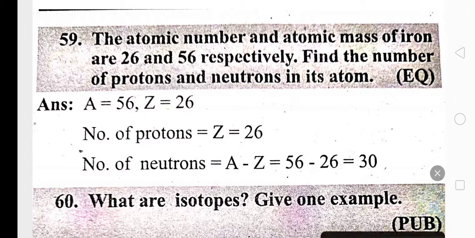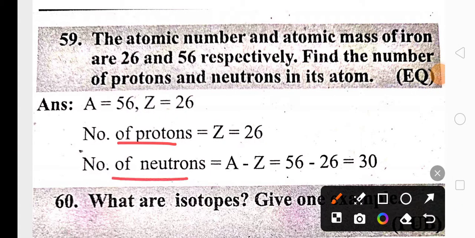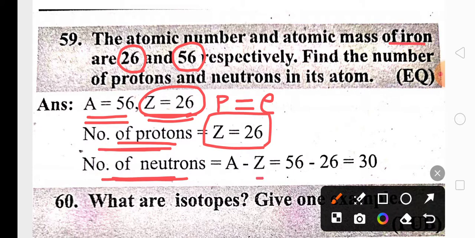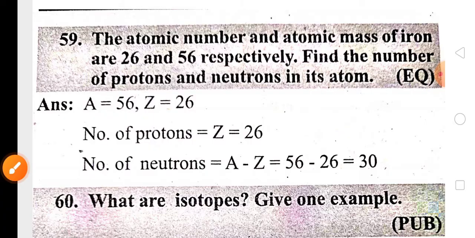So in this question we need to find out the number of protons and number of neutrons of iron whose atomic number is 26 and mass number is 56. Atomic number symbol is Z and mass number symbol is A. So atomic number is equal to the number of positive protons and the number of negative electrons. Therefore the number of protons in iron is equal to its atomic number, that is 26. And to find out the number of neutrons, the formula is A minus Z, mass number minus atomic number. So mass number is 56 and atomic number is 26. So the number of neutrons in this atom is 30.